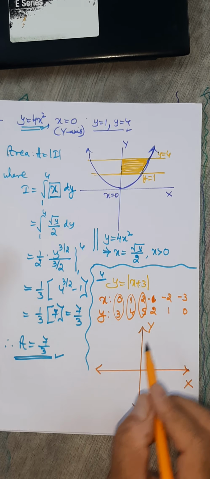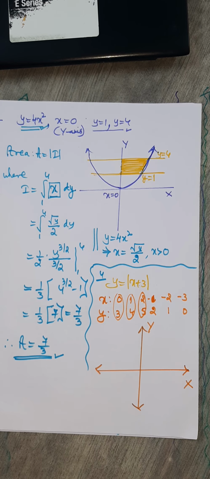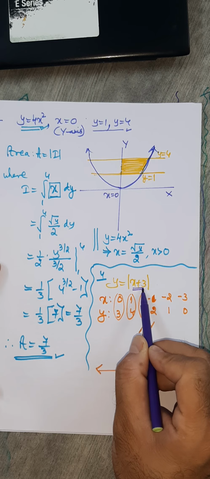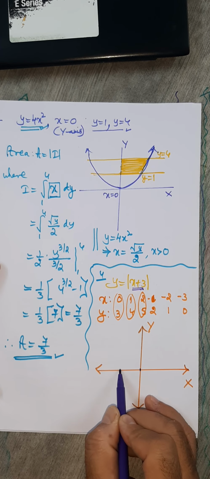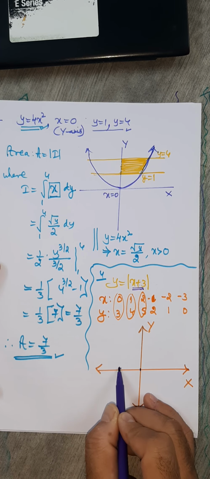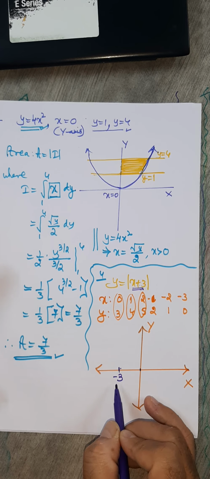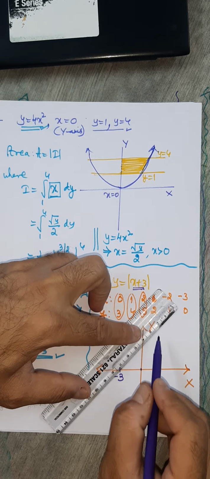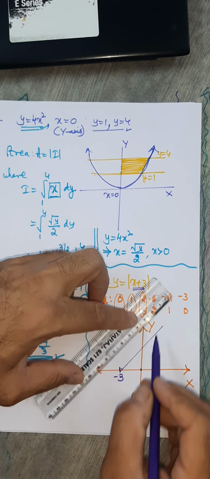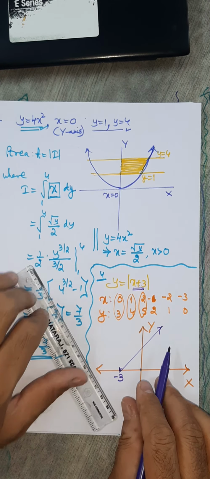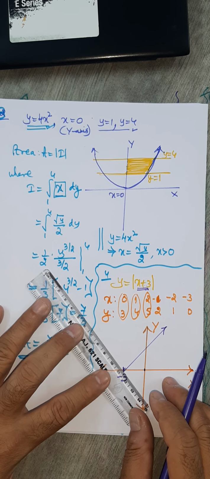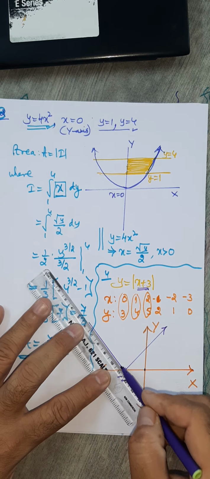X-axis, y-axis. Okay. You know that this becomes 0 at minus 3. So suppose this is 0, let me take minus 3 here. Okay. So it would be a union of two rays at minus 3. So one ray would be over here and the other ray would be this. The other ray would look like this. Fine. The other ray would be this.